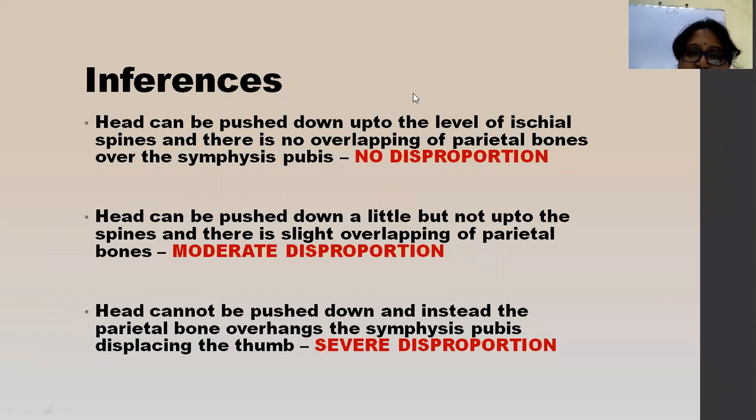Now what are the inferences we get from this procedure? If the head can be pushed down to the level of the ischial spines with no overlapping of the parietal bones over the symphysis pubis, it will indicate that there is no disproportion. If the head can be pushed down a little but not up to the level of spines, and there is slight overlapping of the parietal bones, then there is moderate disproportion. And if the head cannot be pushed down, instead the parietal bones overhang the symphysis pubis, displacing the thumb, then it indicates there is severe degree of disproportion. This is how you will clinically establish the diagnosis of cephalopelvic disproportion.